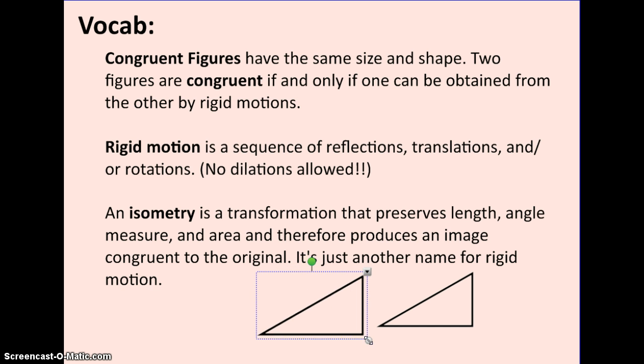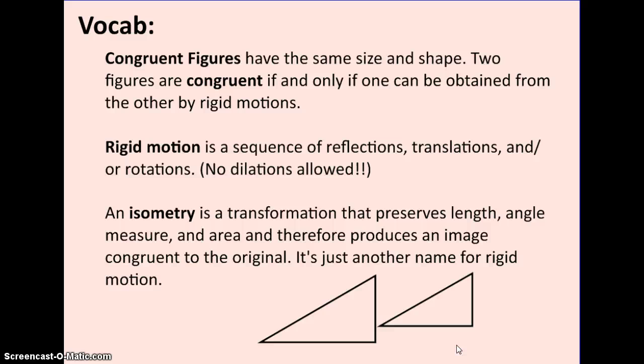As soon as I dilate one, they're no longer congruent. In fact, they're actually called similar, but they're not congruent. Dilations, this is very important, dilations do not make congruent figures. Okay, isometry is a transformation that preserves length, angle measure, and area, and produces an image that is congruent to the original. Basically, it just means that you're using rigid motion. Okay?